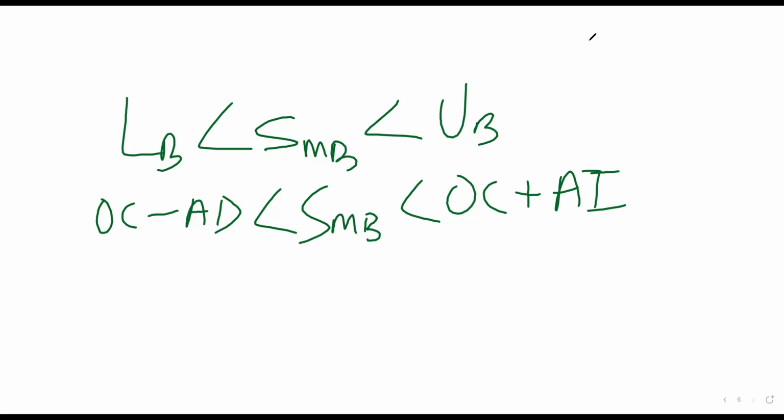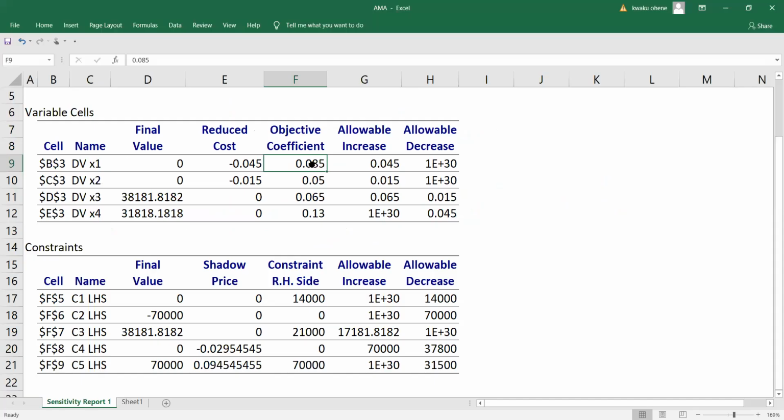Now, what is our allowable decrease? What is our objective coefficient in the first place? The objective coefficient for municipal bonds is 0.085. What is our allowable decrease? The allowable decrease is 1e plus 30. What does that mean? This is simply infinity.